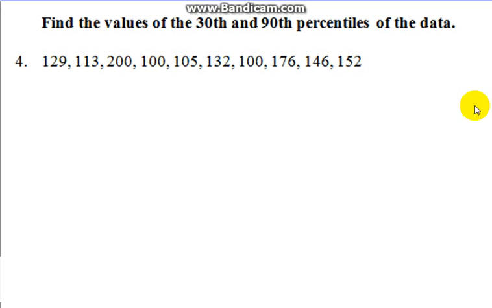And that's it. Okay, we're continuing our Chapter 11 Part 2 review for the test for Algebra 2. This says find the values of the 30th and 90th percentiles of the data. So the first thing we want to do is order this data from least to greatest. So we start with 100. The next we've got another 100. And then next would be 105.